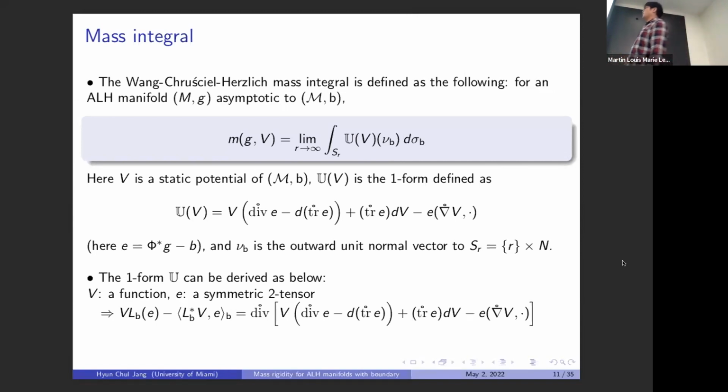Right, so if you think about it, this L_B star is the formal adjoint. So if you take the integral with a compact support, then you're going to get zero. So it is not very surprising to have this divergence form, right? Okay, all right.